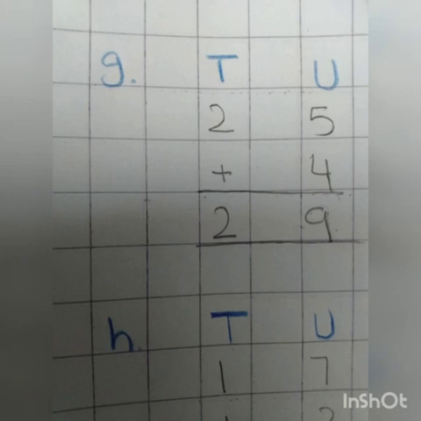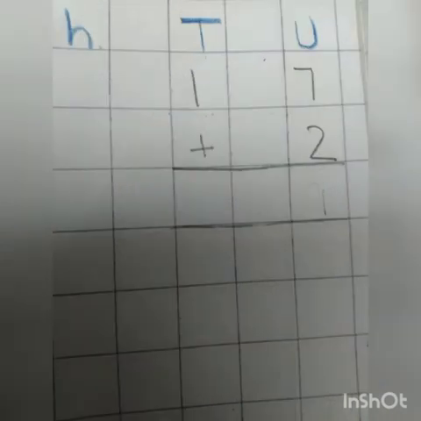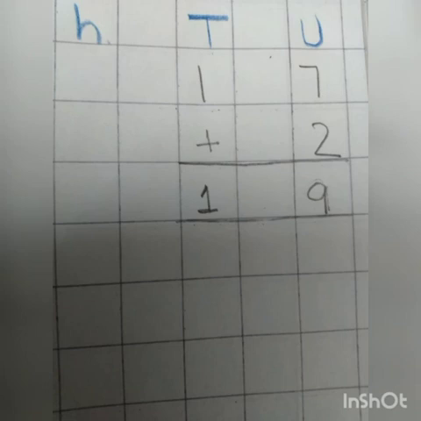Now look at H. Tens and units. 17 plus 2. What will be 17 plus 2? 7 plus 2: 7, 8, 9. 7 plus 2 is 9. And 1 will come down as it is. So the answer will be 19. What we have to do is add the numbers. First we'll add the units, then we'll add the tens.